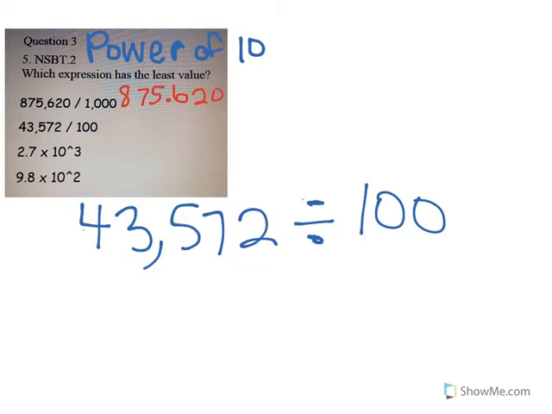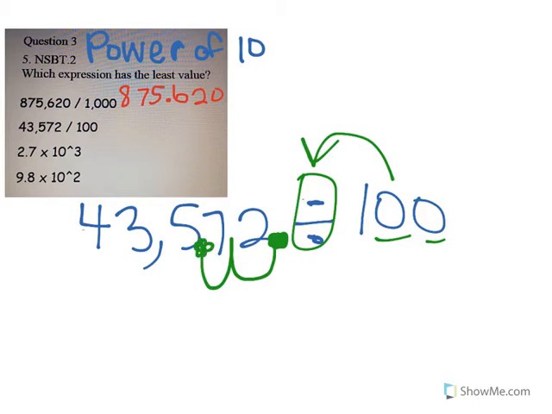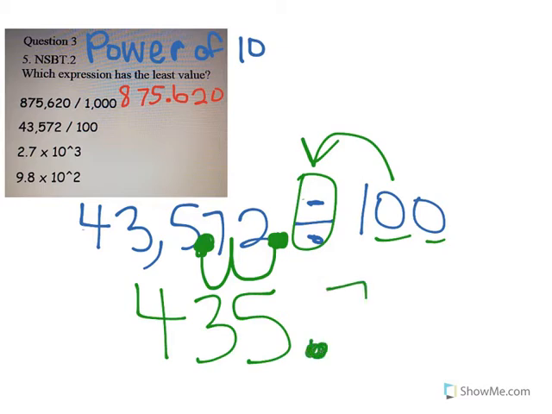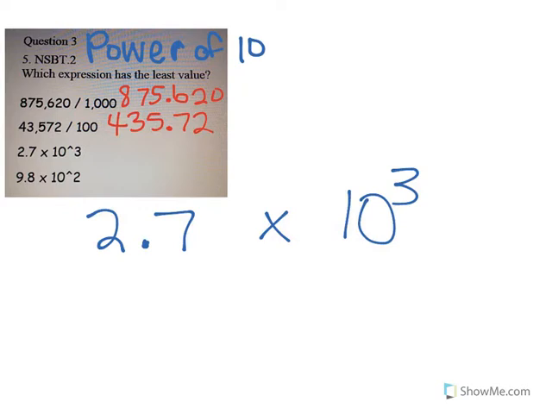Okay, so here's the next one. I'm dividing. My number is going to get smaller, and I'm dividing by 100. Again, I don't see my decimal, so I know it goes right here automatically. Now, I'm going to divide by 100, and my number is getting smaller. My decimal is going to move to the left, but my number is moving to the right to get smaller. So my new answer is 435 and 72 hundredths. I'm going to write it at the top for a reference and work out the next one.